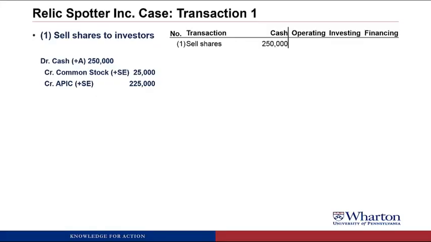Let's start with transaction number 1 for the Relic spotter case. In this transaction, Relic spotter sold shares to investors. In the journal entry, we debited cash for $250,000 because the company received cash and then credited common stock and APIC. So over here on the right-hand side of the screen, we'll keep track of all the cash flows, and I'll have you try to guess whether the cash flow is operating, investing, or financing. So let me put up the pause sign and guess which bucket it would go into.